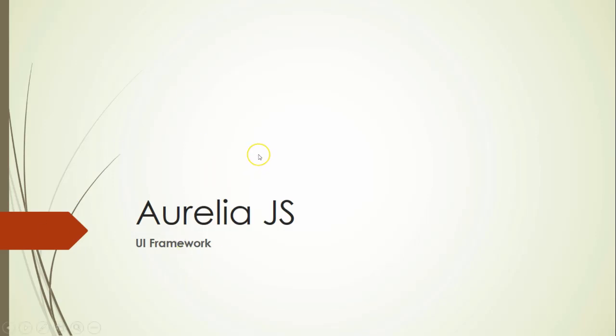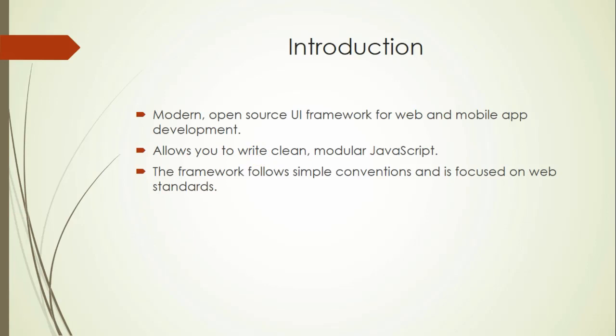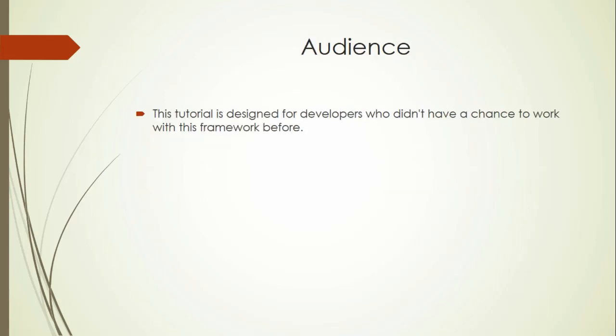First of all, it is a modern open source UI framework for web app and mobile application development. A key point to maintain in our picture is that Aurelia is a modern type of framework which is used for web as well as mobile application development. It includes a basic core technology in such a way that both kinds of applications can be generated with ease. The next point is that it allows you to write clean and modular JavaScript. Aurelia follows that pattern.